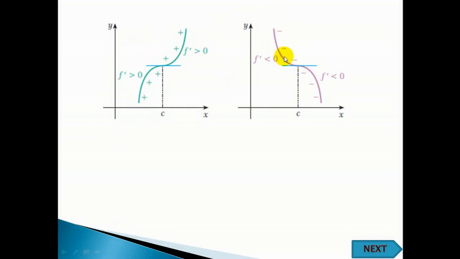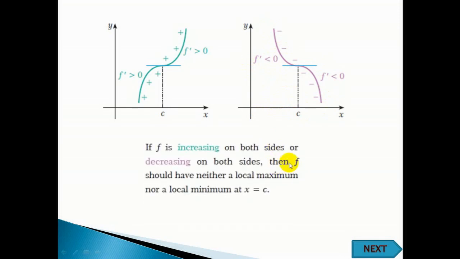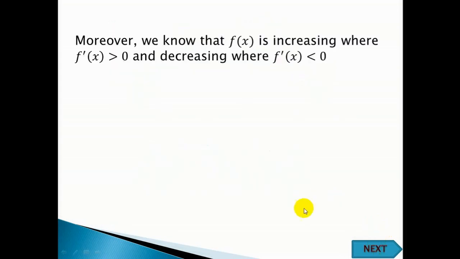On the right side, it decreases, so the first derivative is less than 0. And then the horizontal line is parallel with the x-axis, so the slope is equal to 0. Then f has neither a local maximum nor a local minimum at x equals c.